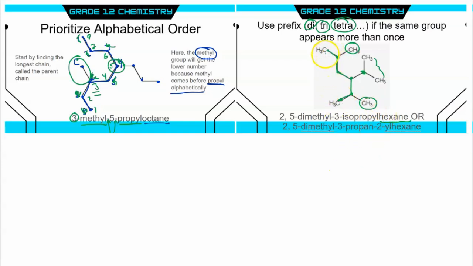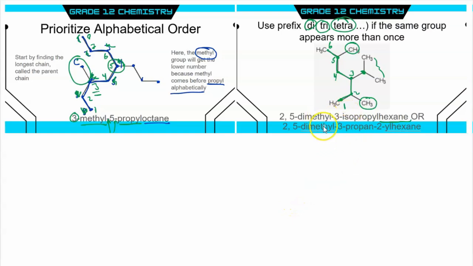So we can start counting 1, 2, 3, 4, 5, 6, or we can go the other way. Which way would work best? Well, for methyl, whichever way we go, we're going to get 2 and 5. But if we count the other way, 1, 2, 3, 4, 5, 6, our propyl group is on 3 instead of 4. So let's prioritize our lowest number chain. That's how we're going to number it.